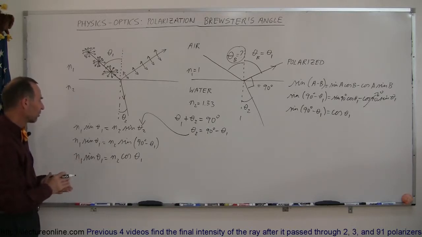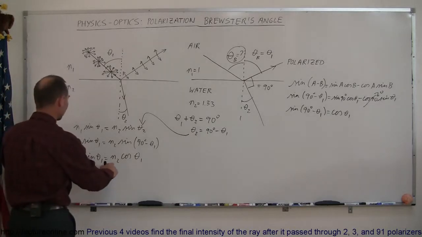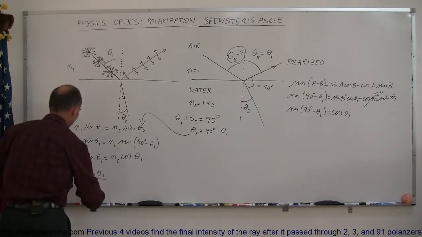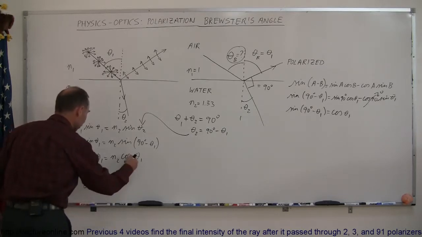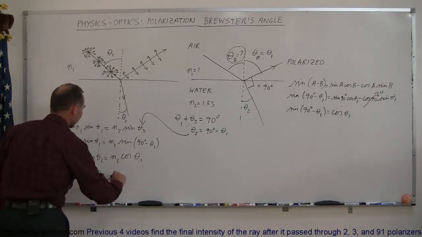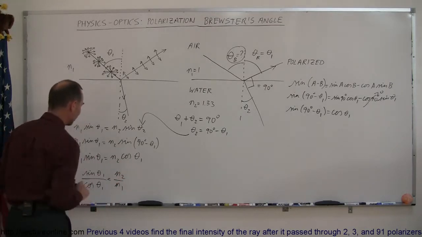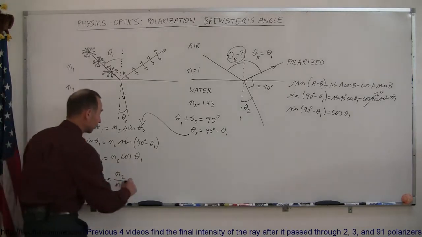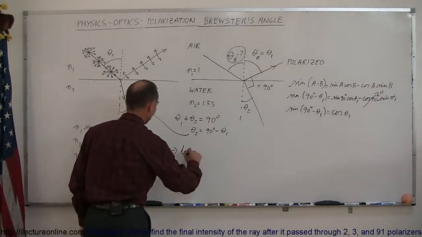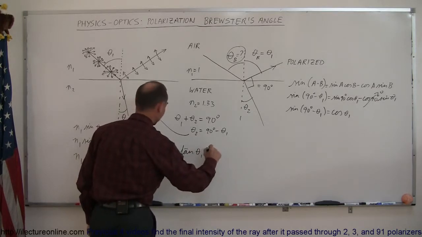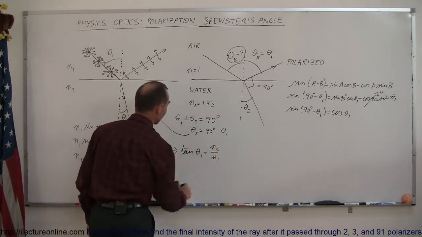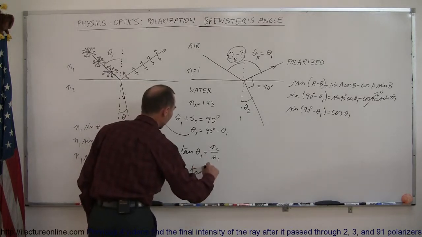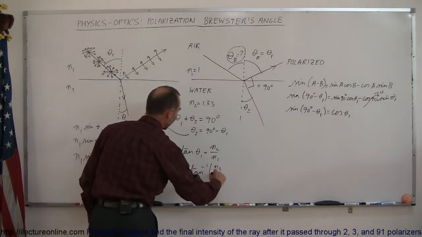So we're going to divide both sides by cosine of theta and both sides by n sub 1, which means we now have the sine of theta sub 1 divided by the cosine of theta sub 1 is equal to n sub 2 divided by n sub 1. And of course, the sine divided by the cosine is equal to the tangent. So now we can say that the tangent of theta sub 1 is equal to n2 over n1, which means that theta sub 1 is equal to the arctangent of n2 over n1.